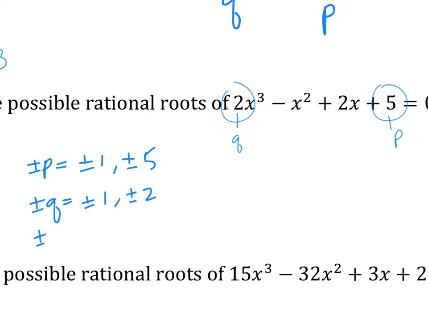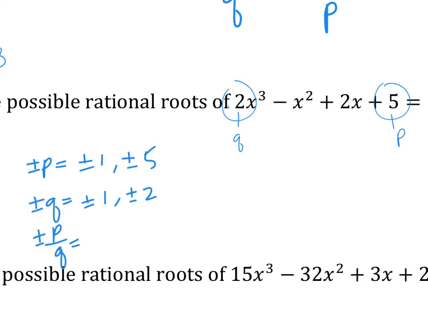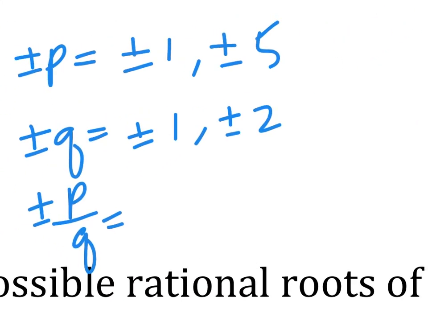All right, now we want p over q. So all the possible combinations of p divided by q. I try to do this systematically so I don't lose one. I start with p, and then I just do like a tree. So 1 over 1, 1 over 2. And then I go on to the next p. 5 over 1, 5 over 2. We're taking p divided by q. Start with the first p, go to the first q, go to the second q. Start with the second p, go to the first q, go to the second q.